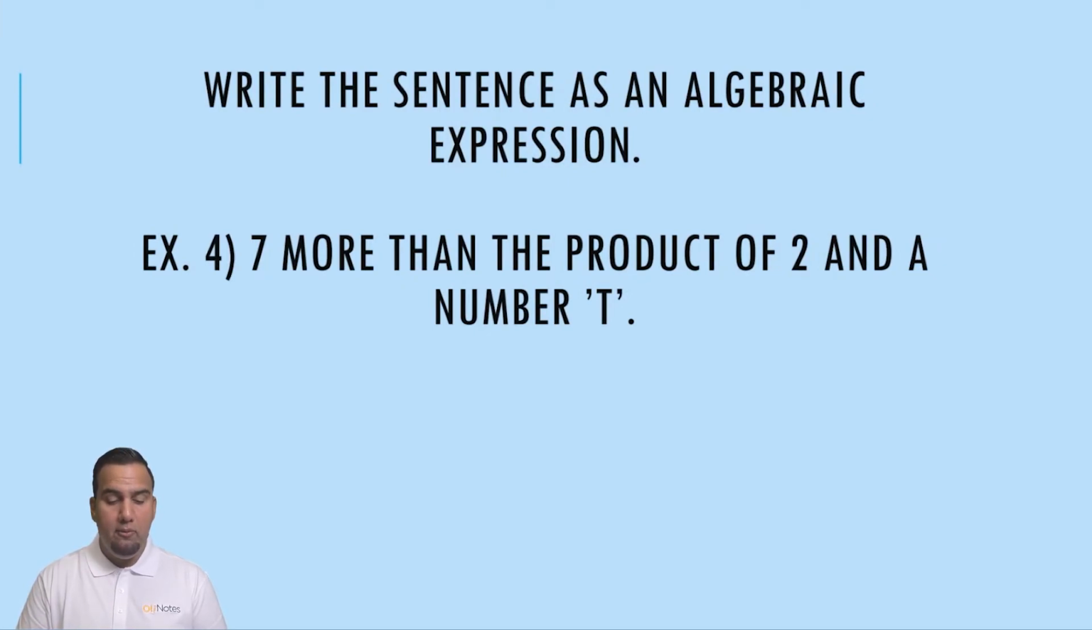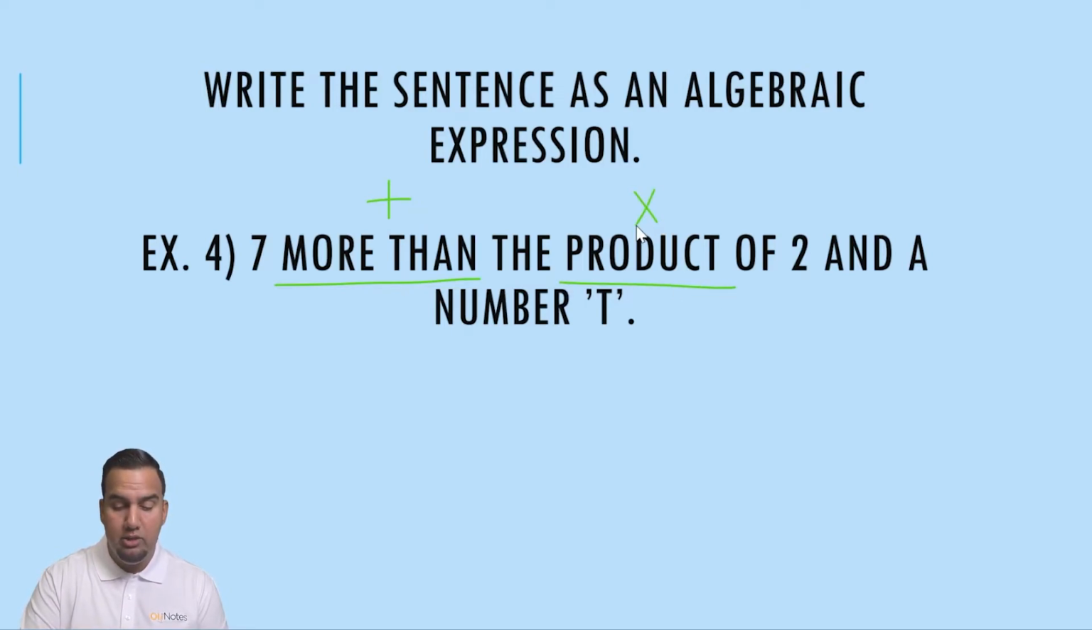So now example 4. 7 more than the product of 2 and a number t. Now if you stop this video, you're going to notice this question is a little bit different for one reason. The one reason is that there are multiple operations in this problem. You see the words "more than," which we know goes in the back as a plus sign, but you also see the word product, which represents multiplication. So what do we do when there are multiple operations in a problem like this?